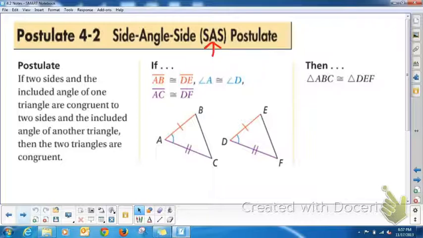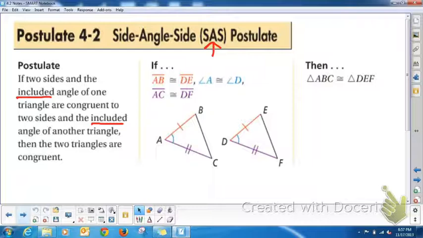The side, angle, side triangle congruence postulate, or SAS, says that if two sides and the included angle of one triangle are congruent to two sides and the included angle of another triangle, then the two triangles are congruent.